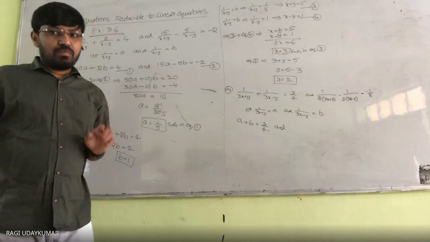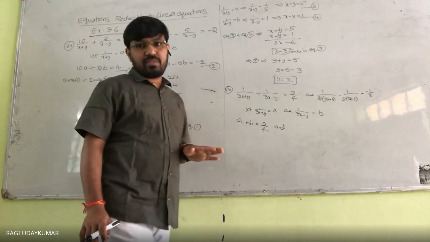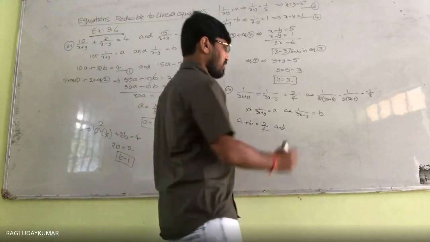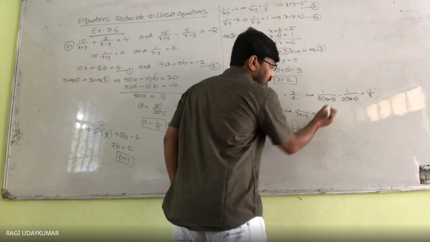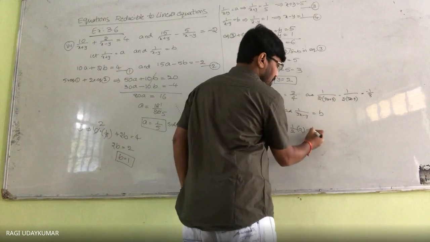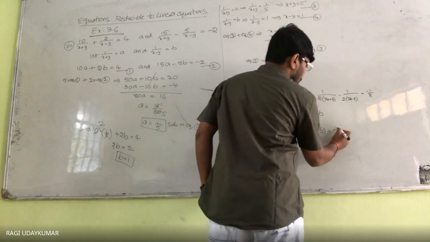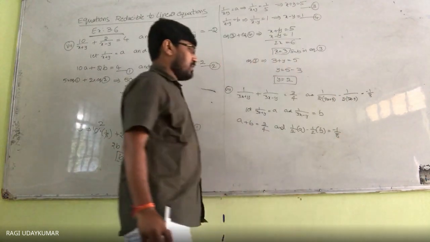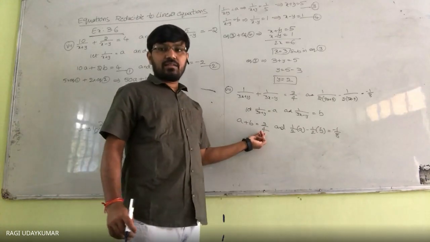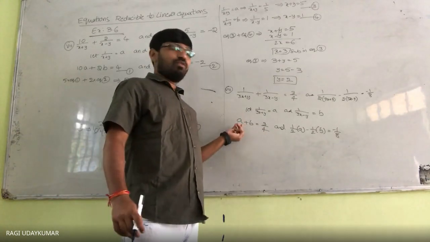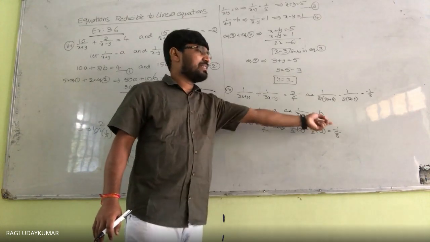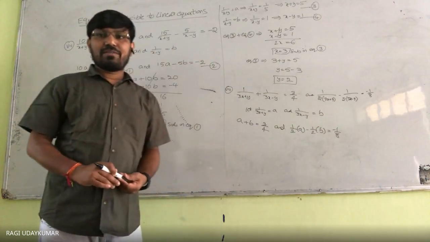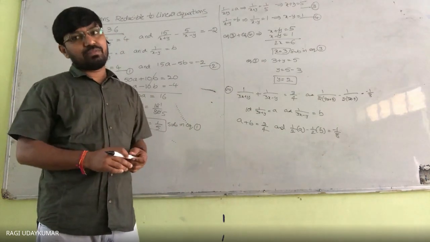We will not get 2a. Half a we will get. Half a means 1 by 2 a, that is a by 2, because we consider this part only. Minus 1 by 2 b is equal to minus 1 by 8. Sir, here fraction is there. What to do? You take this 4 here: 4a plus 4b is equal to 3, and 4a minus 4b is equal to minus 1 we will get.